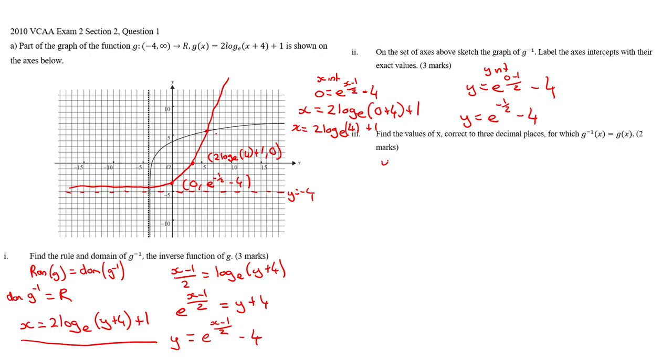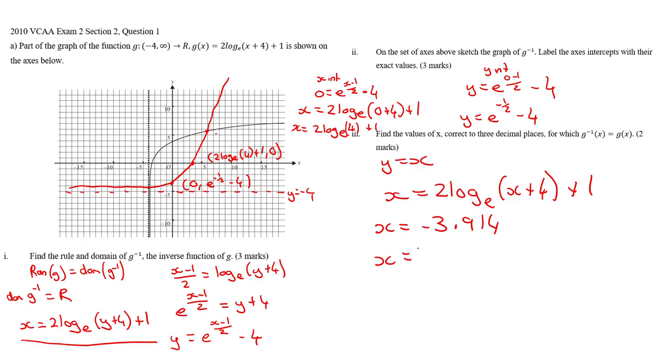So we know the line y equals x. That is the mirror line that we need to understand. So that's where all of our intercepts will be. So that means all I have to do is scrap this, and instead of saying y equals 2 log e, I can just say y is x and go x is equal to 2 log e x plus 4 plus 1. This is one of those questions where you just put it onto your calculator and it'll give you your two values, which will be negative 3.914 and the other one will be 5.503.